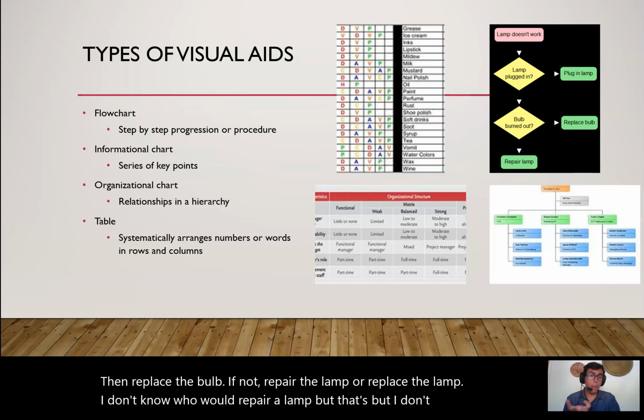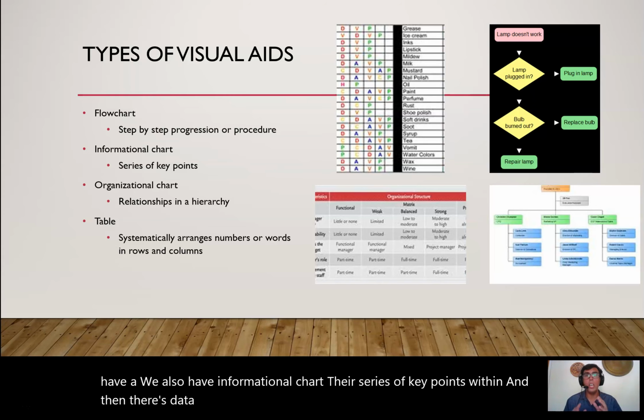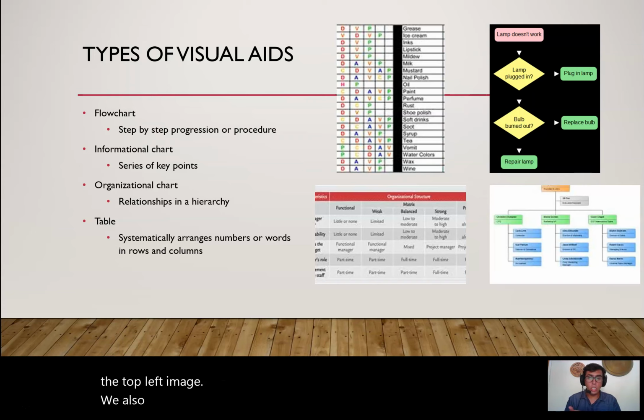Anyway, so we also have informational charts. These are a series of key points, and then there's data within those points. This would be shown through the top left image. We also have organizational charts. This is relationships in a hierarchy.